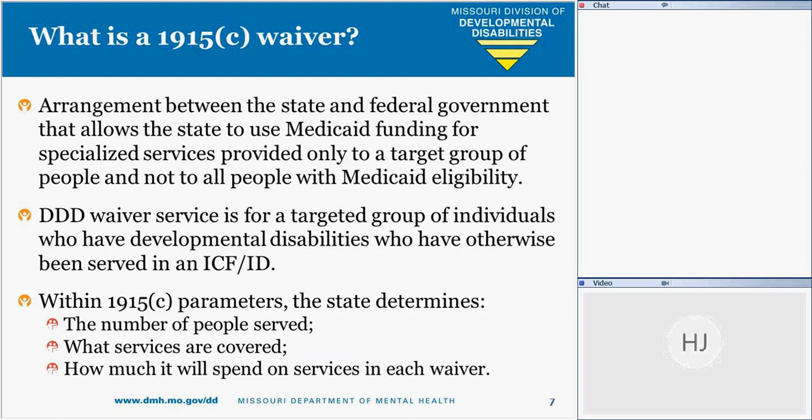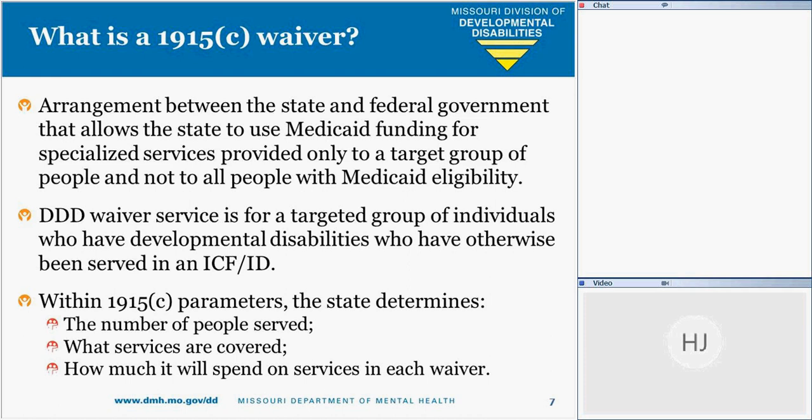Okay. Into the details of a 1915(c) waiver. Earlier, we said that Medicaid covered services to the Medicaid population are called state plan services. Typically, services are available to all Medicaid eligibles. Well, the waivers allow states to develop an arrangement with the federal government to use Medicaid funding for specialized or targeted services to a target population instead of all Medicaid eligibles. So our waivers are targeted to those individuals that have otherwise been served in an ICF/ID, an institutional setting.